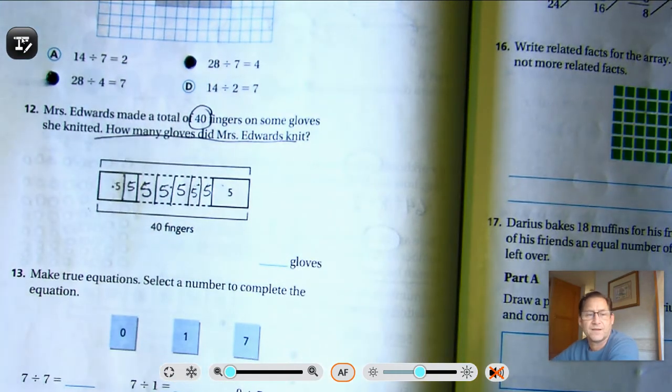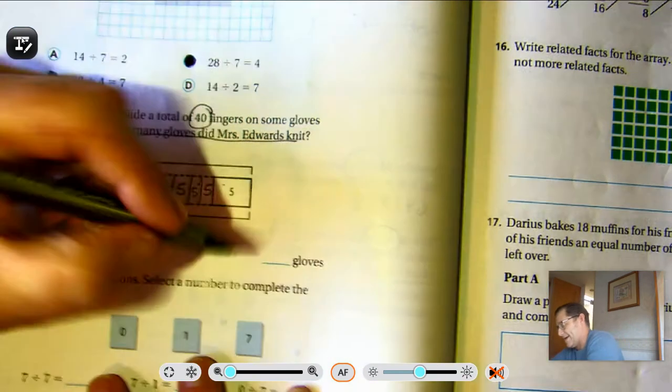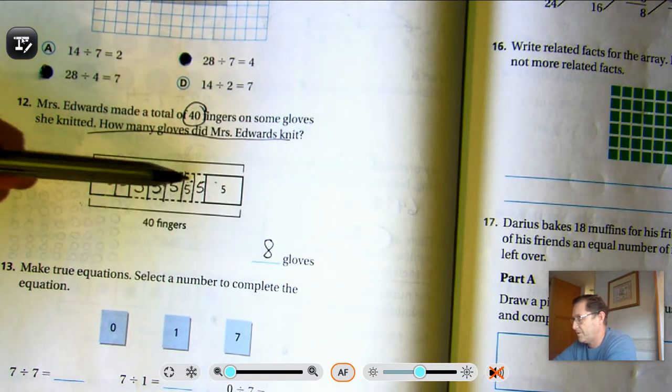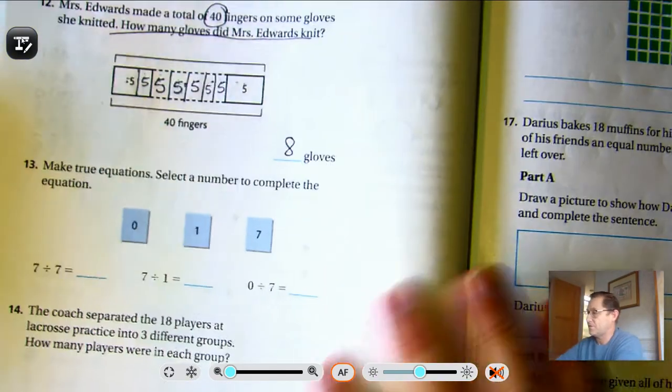40. So 8 gloves would equal 40. 5, 10, 15, 20, 25, 30, 35, 40. All right. 13.